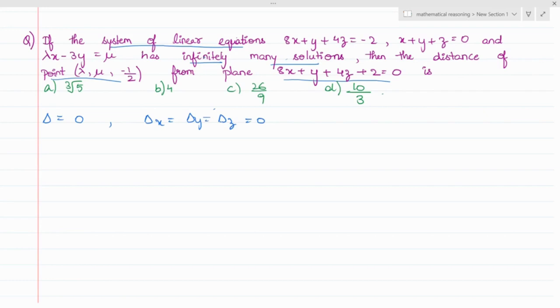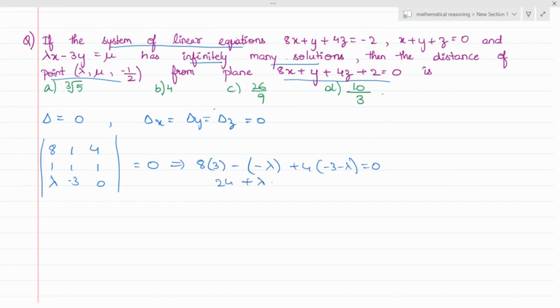So let's use this. So first delta equal to 0, it becomes 8, 1, 4, 1, 1, 1, and lambda, minus 3, 0. So from here you can find lambda, like it becomes 8 times (3 minus 1) into (0 minus lambda) plus 4 minus 3 minus lambda equal to 0. It becomes 24 plus lambda minus 12 minus 4 lambda equal to 0. So 3 lambda is nothing but 12, and you'll get lambda value as 4.